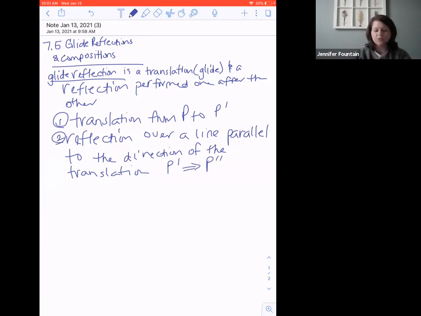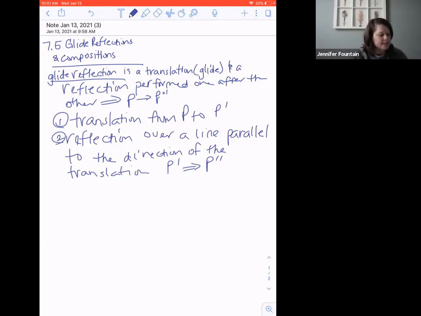Okay, so the first one, my translation, I glide and go from P to P prime. Then whichever direction I've gone, there's a line parallel that I'm flipping over, and it goes from P prime to P prime prime. So my whole glide reflection goes from P to P prime prime. Okay, it goes through 2 steps, but it goes from P to P prime, from P prime to P prime prime.